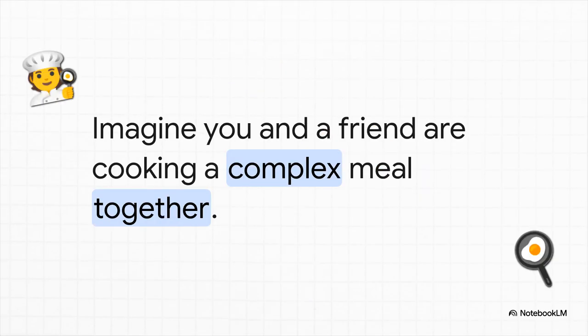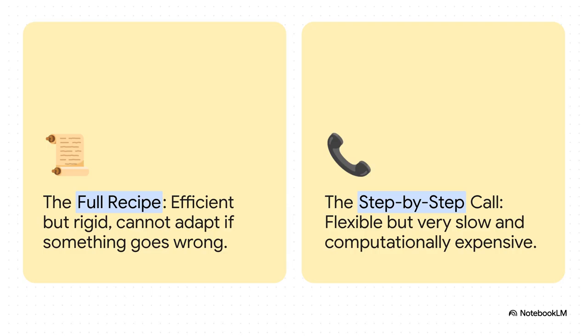Okay, to really get this, let's bring it back to something we can all understand. Picture this. You and a friend are trying to cook a huge, complex meal together in the kitchen. You've got to figure out who's chopping, who's stirring, the whole deal. So the old ways of doing this kind of fall into two camps. First, you've got the declarative plan. Think of this like having the entire recipe printed out step by step before you even start. It's great, it's efficient, as long as nothing goes wrong.